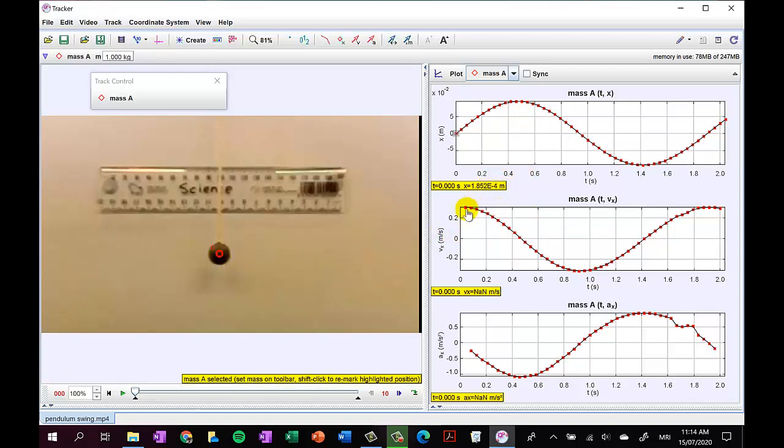And then you can compare these max values here with the max values of acceleration and velocity. So the maximum velocity, according to this, is 0.308. And you can compare that with the max value that you get from your equation.